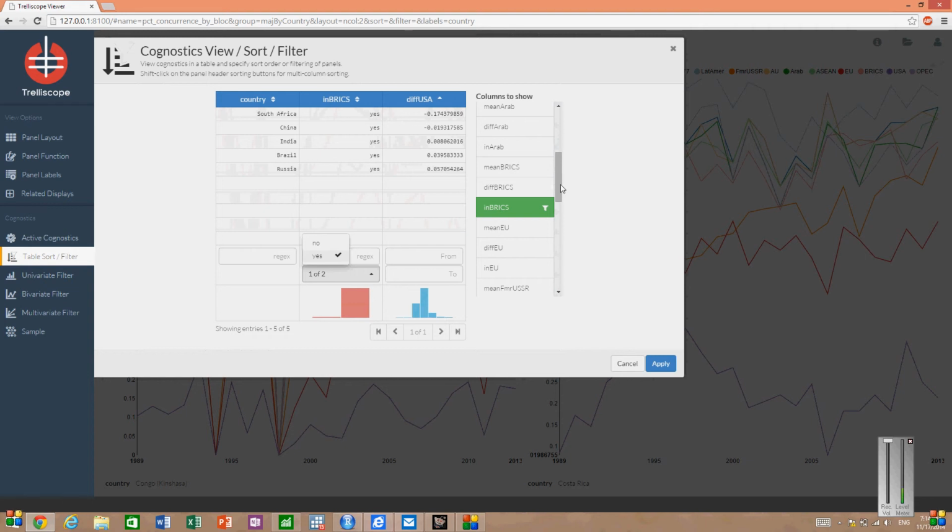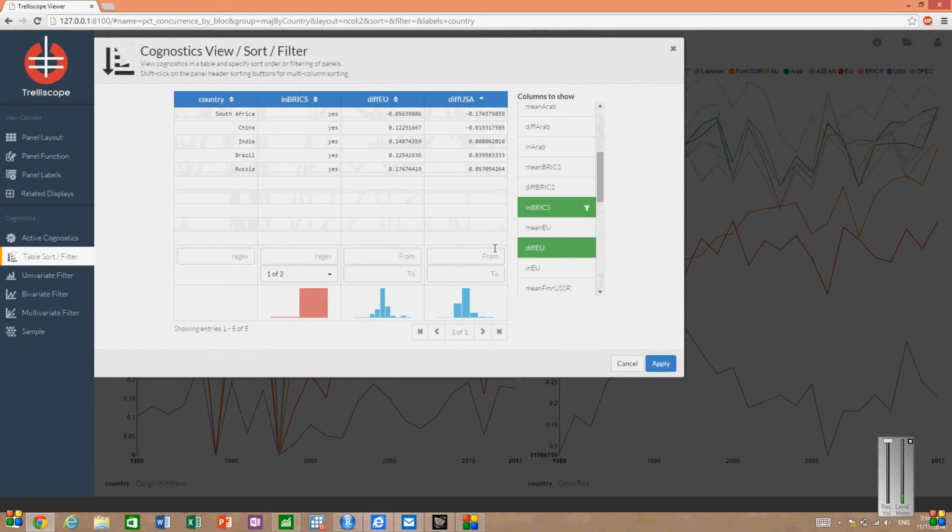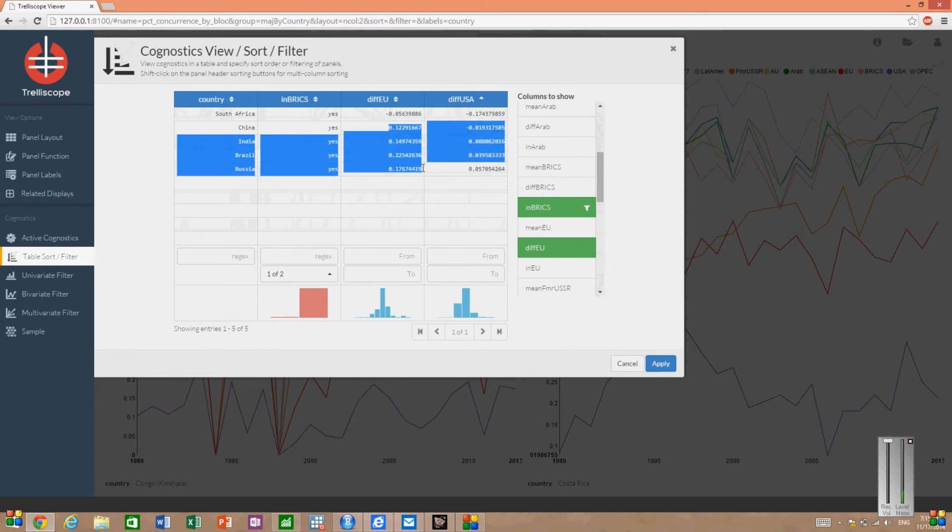We can examine whether this is unique to the United States, or maybe it's a characteristic of the entire Western world. And select diff EU. And that shows us that yes, in fact, South Africa is also moving away from the European Union countries, while China, India, Brazil, and Russia appear to be moving towards European Union countries and the West in general.